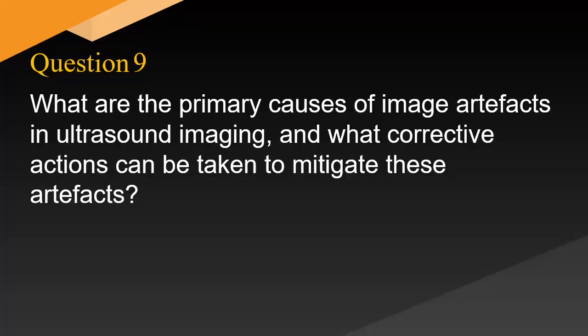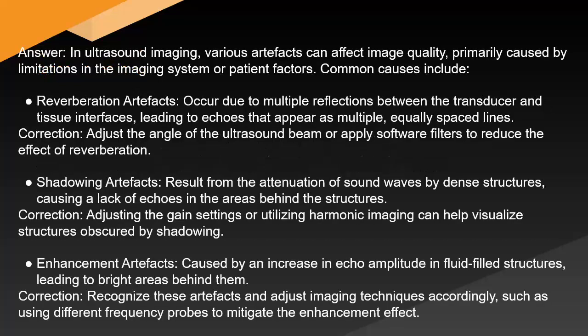What are the primary causes of image artifacts in ultrasound imaging, and what corrective actions can be taken to mitigate these artifacts? Answer: In ultrasound imaging, various artifacts can affect image quality, primarily caused by limitations in the imaging system or patient factors. Common causes include reverberation artifacts, which occur due to multiple reflections between the transducer and tissue interfaces, leading to echoes that appear as multiple equally spaced lines.